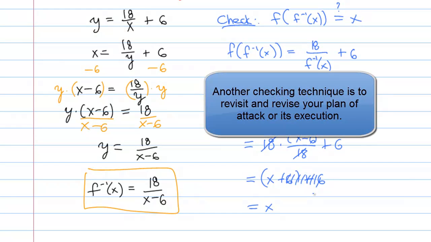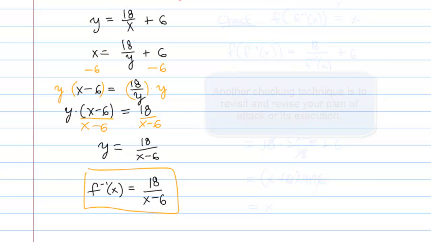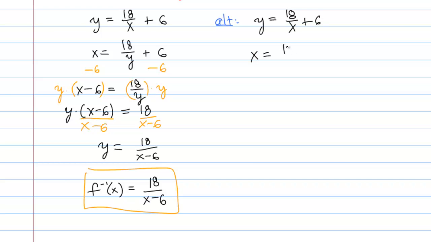Another technique for looking back at a problem would be to see if there is any other way to go around and solve it. For example, is there any alternate method that we could have used to solve this equation? So if I had y equals 18 over x plus 6, we knew the process was to switch x and y, so x is equal to 18 over y plus 6. We subtracted 6 from both sides to get to x minus 6 equals 18 over y. At this point, though, you might have done something different than I did.